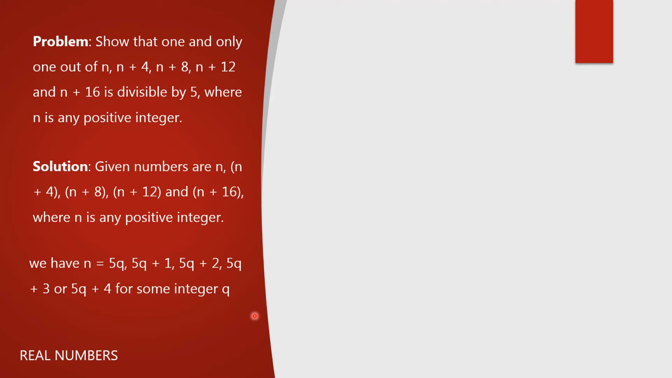Now, the possible values for n are only 5 values. The first value is 5q, the second value is 5q plus 1, the third value is 5q plus 2, the fourth value is 5q plus 3, and the last value is 5q plus 4. Now, we will verify the condition for all the 5 values in different cases. Let me take case 1, n is equal to 5q.